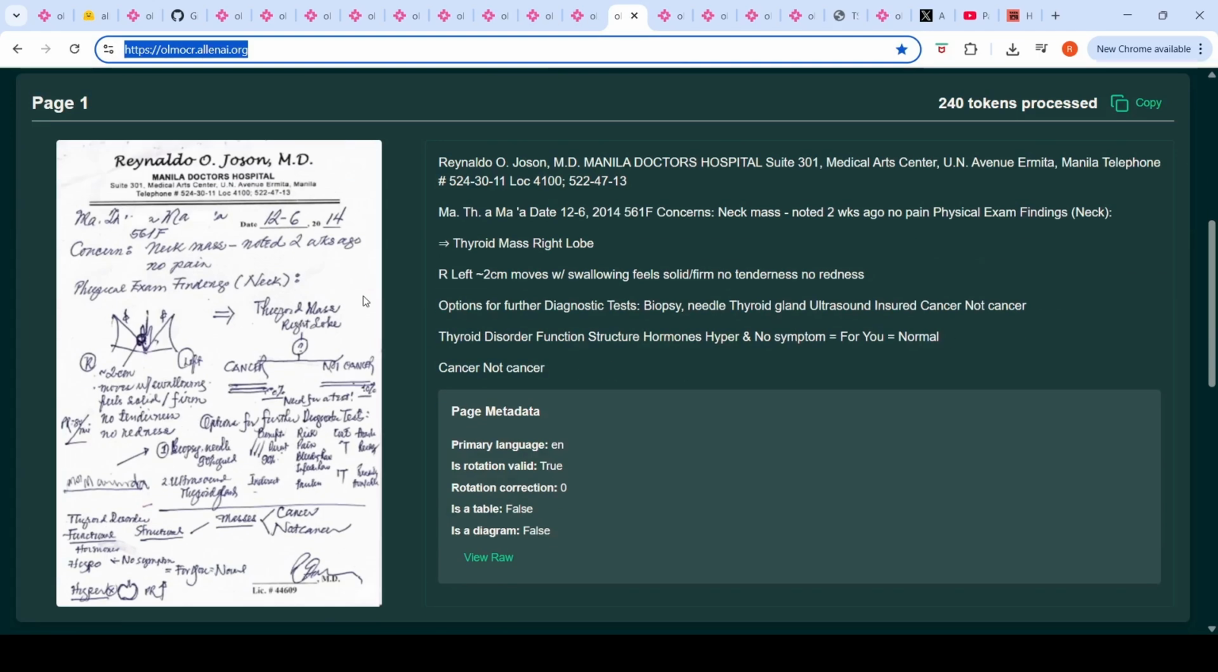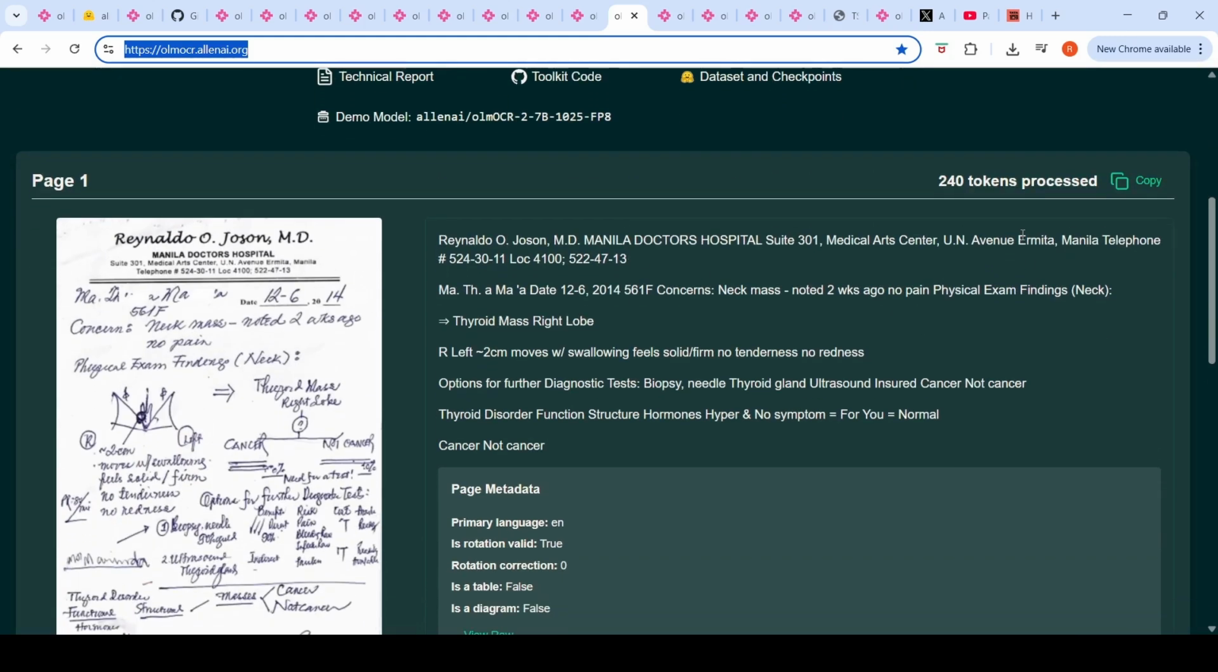One more complex doctor's prescription over here. Here it is difficult to read even for me some of these things, right? I can see neck mass noted 2 weeks ago, no pain, physical exam findings, neck. So let's see how it comes out. If you look at this, it says neck mass noted 2 weeks ago, no pain. Physical exam findings, neck, thyroid mass, right lobe. So it's done a good job here. 2 cm mass with swallowing, feels solid, firm, no tenderness, no redness.